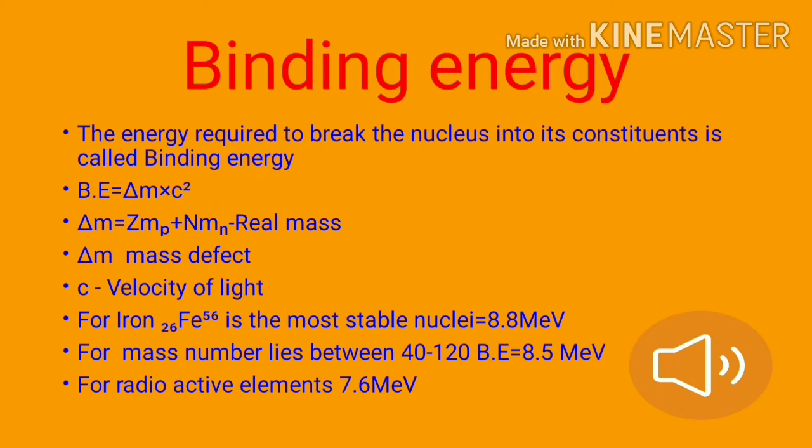Iron has the most stable binding energy, that is 8.8 mega electron volt. The mass number lies between 40 to 120. Binding energy is 8.5 mega electron volt. Radioactive elements like uranium, thorium have binding energy very low, that is 7.6 mega electron volt.